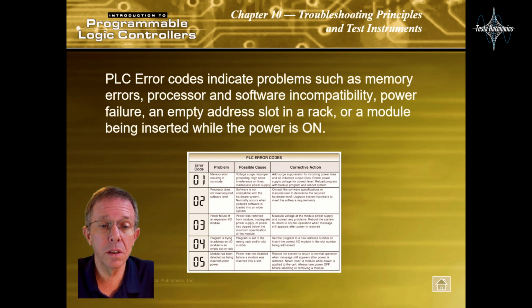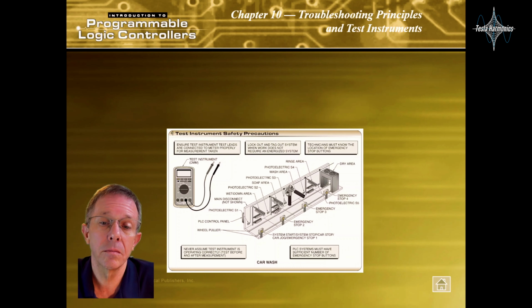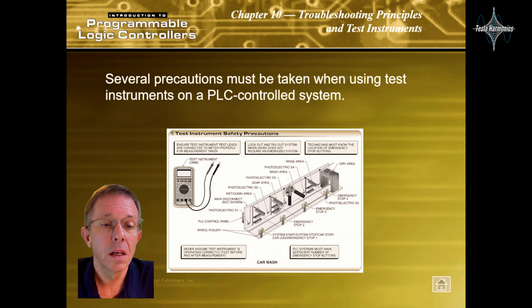PLC error codes indicate problems such as memory errors, processor and software incompatibility, power failure, an empty address slot in a rack, or a module being inserted while the power is on. The user's manual for a test instrument details specifications and features, proper operating procedures, safety precautions, warnings, and allowed applications. Several precautions must be taken when using test instruments on a PLC-controlled system.